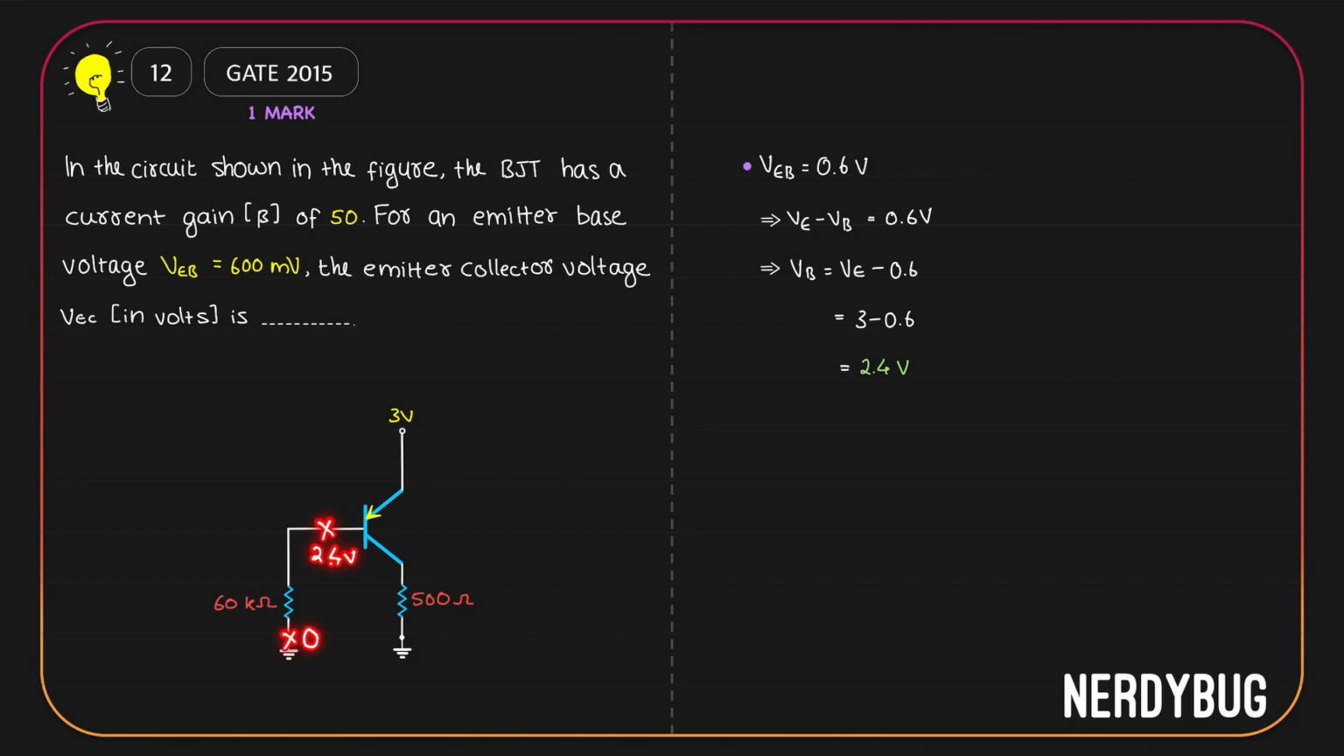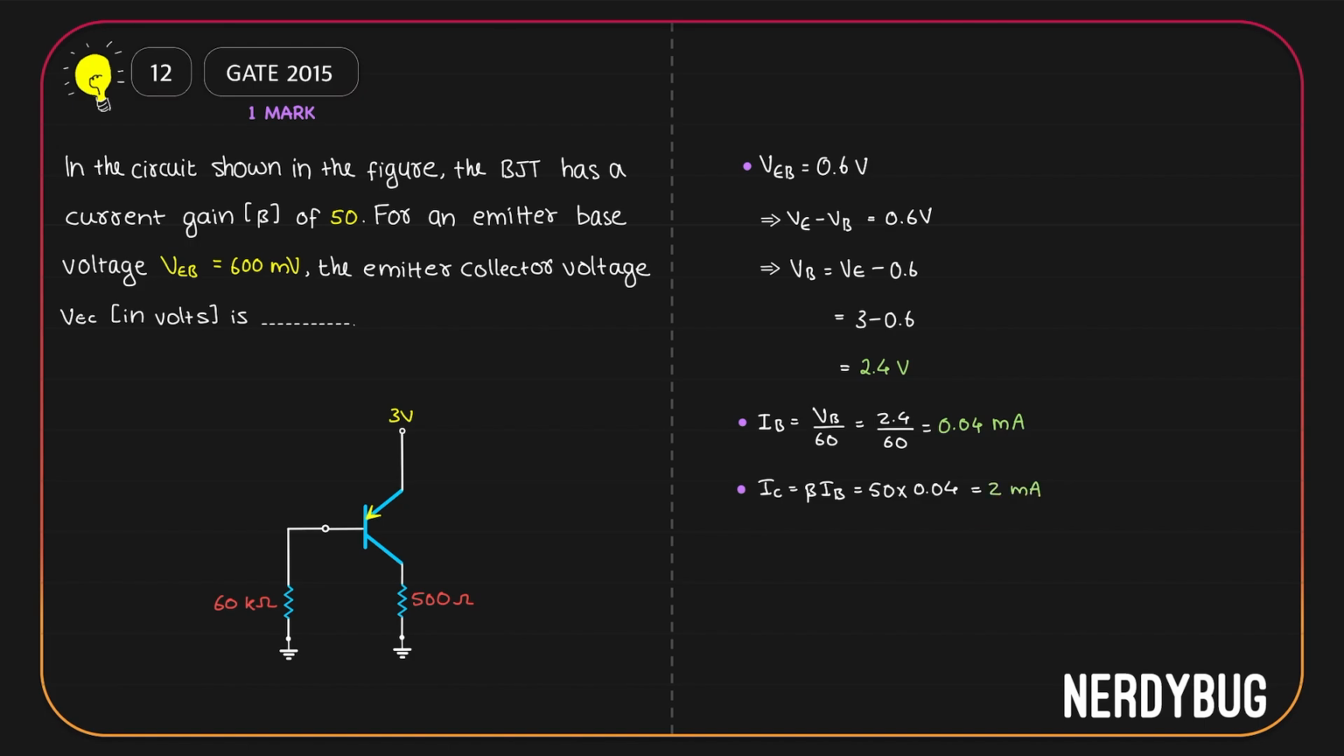Here we have 0. In between we have a resistor of resistance 60 kilo ohm. So we can easily find out what will be the base current flowing through it. It is 2.4 divided by 60. IB will be VB divided by 60 kilo ohm, which is 0.04 milliampere. Now that we have IB, we can find IC because current gain is given in the question. IC is beta IB, so it is 50 times 0.04 or 2 milliampere.